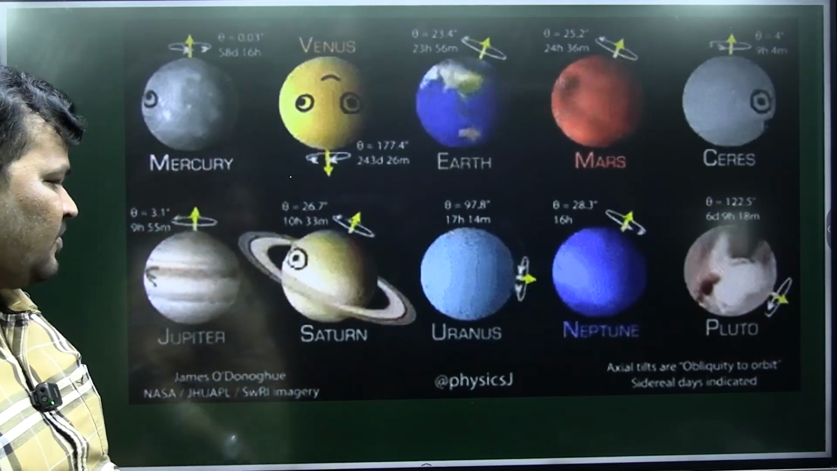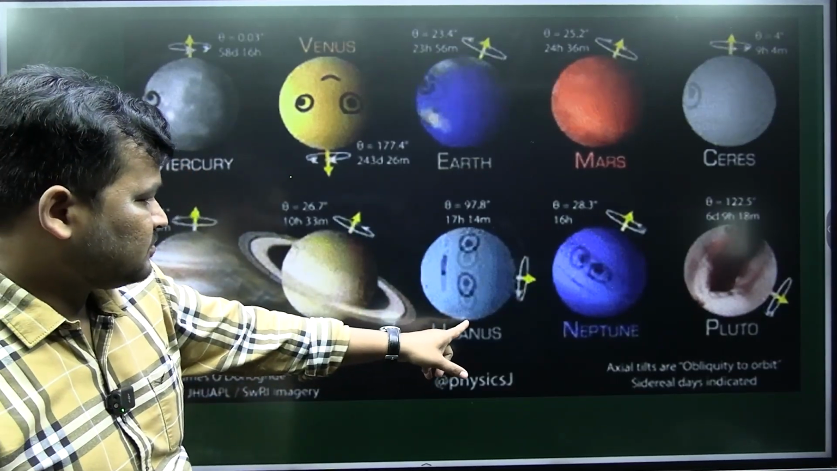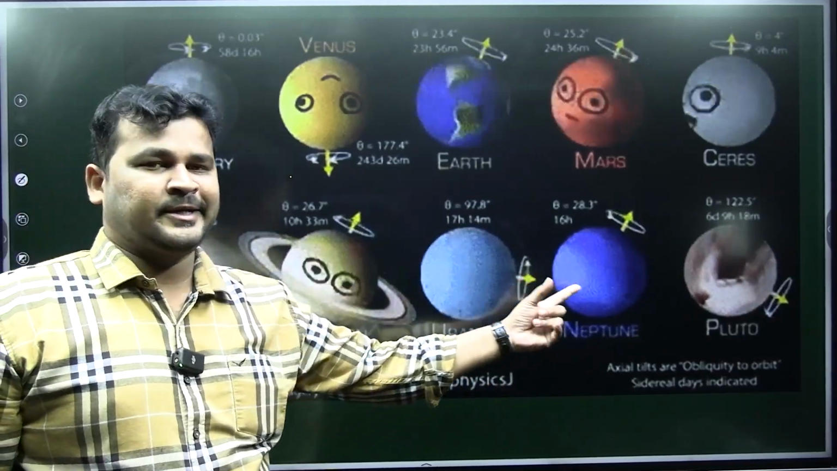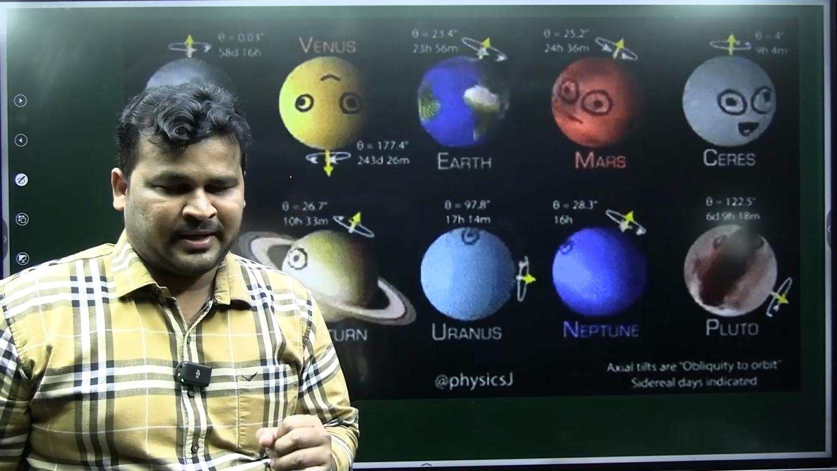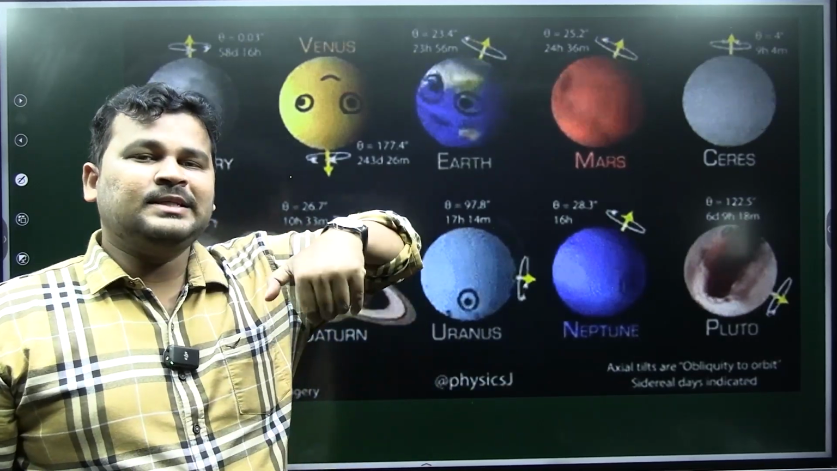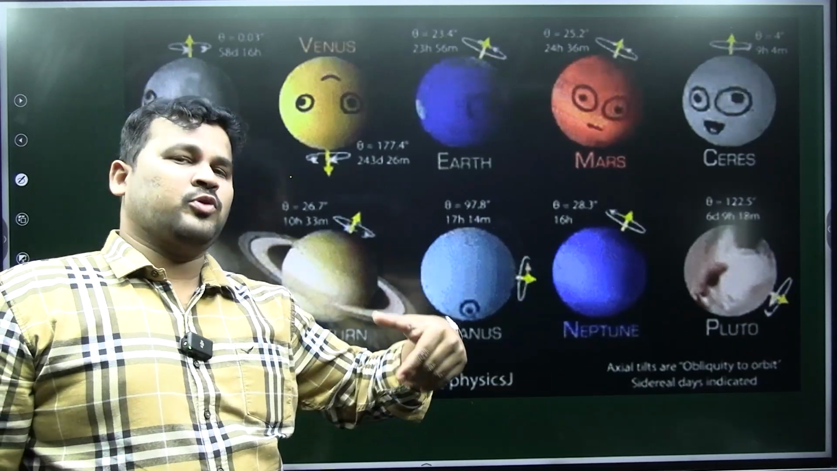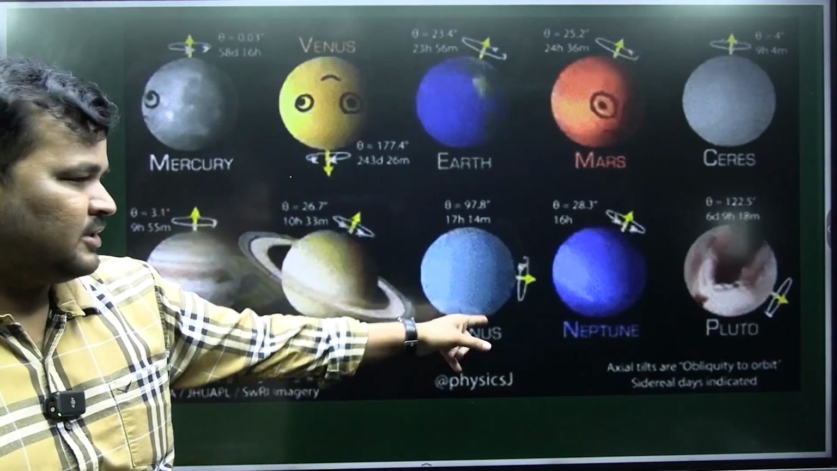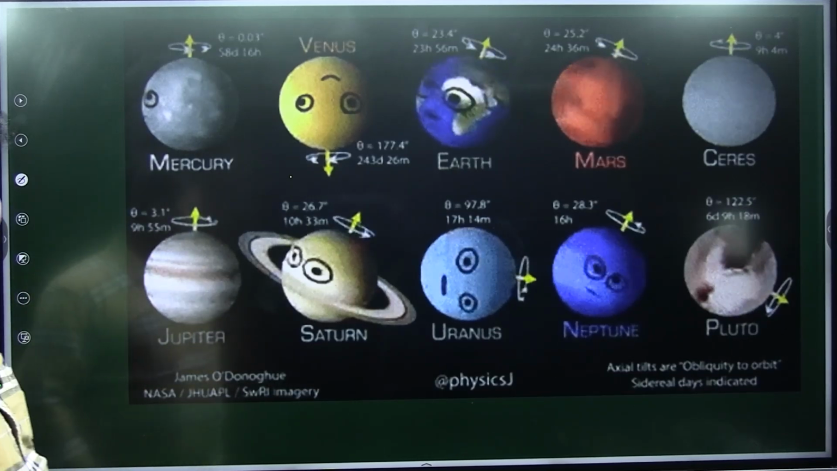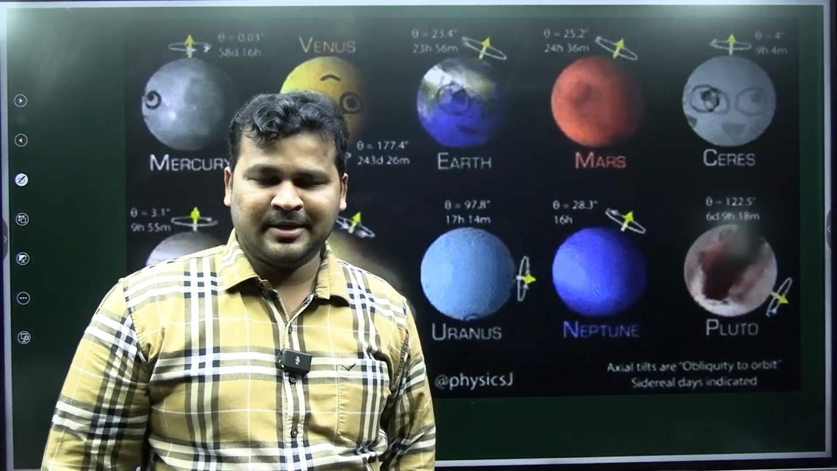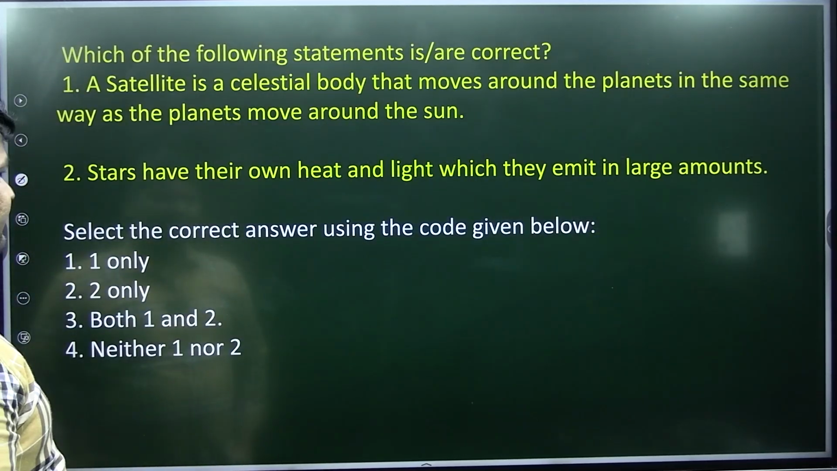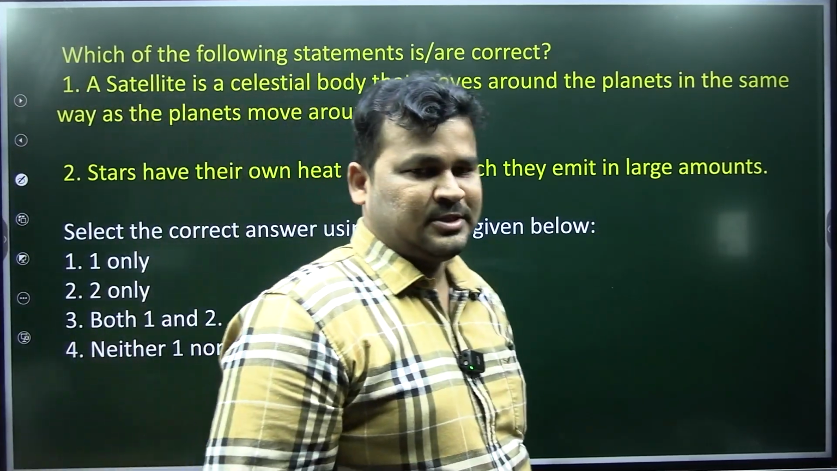Uranus has one more characteristic: it rotates on its side. Only one planet, Uranus, rotates on its side and not on an upright axis. That is the thing you have to remember here. Have you got the idea? Yes, exactly, very good. Next, we will discuss the questions related to it.